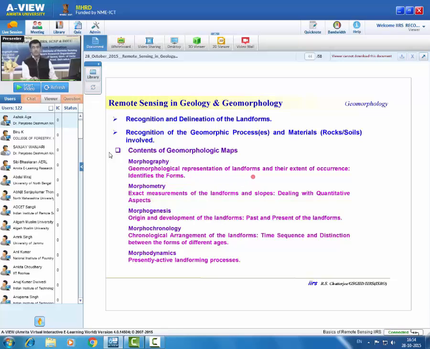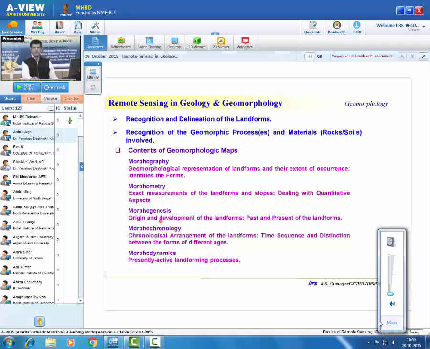Morphography is basically the geomorphological representation of landforms and their extent of occurrence. So basically it depends on the shape and form of the landforms. Morphometry is the actual measurements. What is the size of the landforms? What is the slope? What is the terrain of the landforms? Morphogenesis: what is the process? What is the origin of the landforms? What is the mechanism for the development of the landforms?